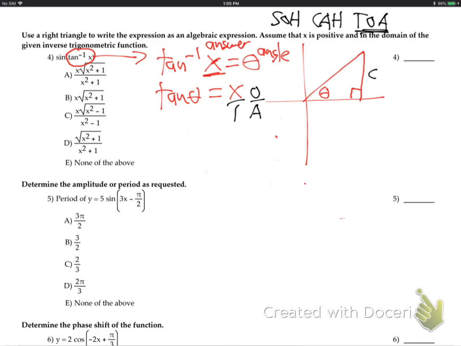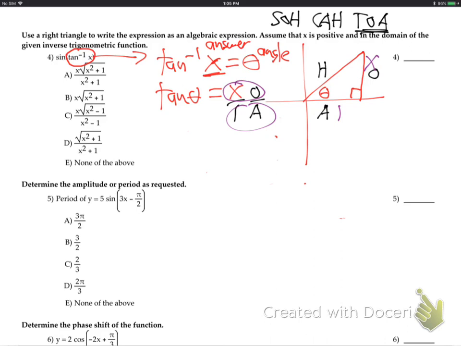So here's the angle. This is opposite side, adjacent side, hypotenuse side. So it says opposite. The opposite here is x. The adjacent is 1. Good so far? See how I'm putting that on the triangle? Tangent is opposite over adjacent, x over 1. And now, how do I find the hypotenuse? Pythagorean. Getting the hang of these?